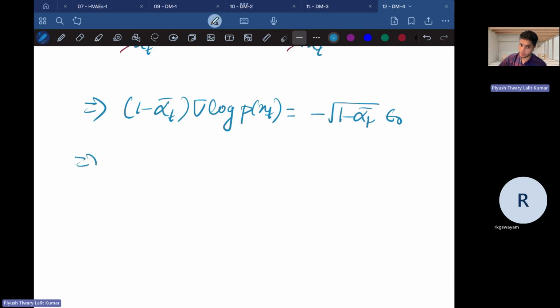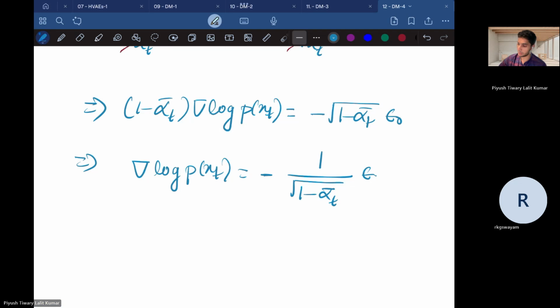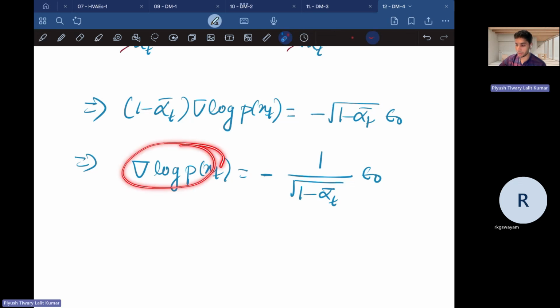And this implies that the score function here, grad log p of xt, is nothing but minus 1 over square root of 1 minus alpha t bar epsilon naught. So actually, you don't need to calculate the gradient, because the gradient is nothing but your noise, scaled by some factor. So as it turns out, the two terms are off by a constant factor that scales with time, right?